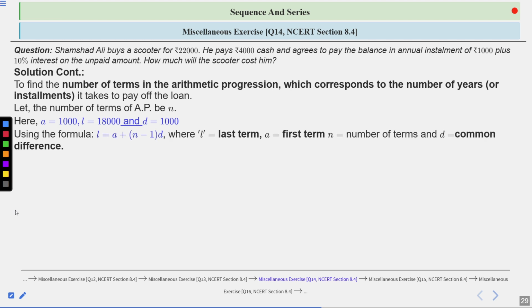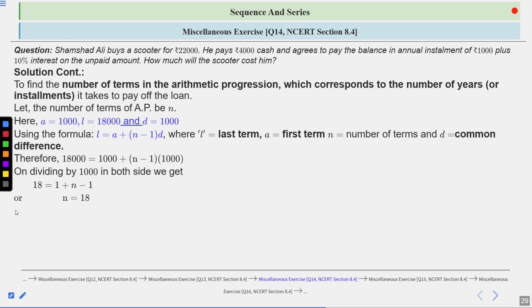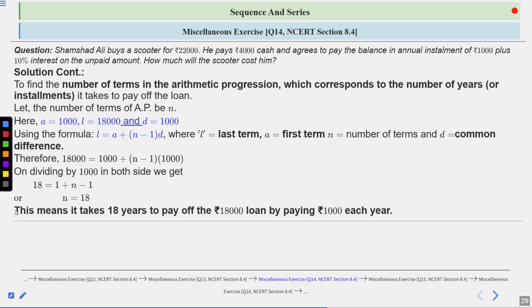Using the formula L is equal to A plus n minus 1 into D, where L is the last term, A is the first term, n is the number of terms, and D is the common difference. Therefore, 18,000 will be equal to 1,000 plus n minus 1 into 1,000. On dividing by 1,000 on both sides, we get 18 is equal to 1 plus n minus 1, right? So n will be equal to 18. This means it takes 18 years to pay off the Rs 18,000 loan by paying Rs 1,000 each year, right?